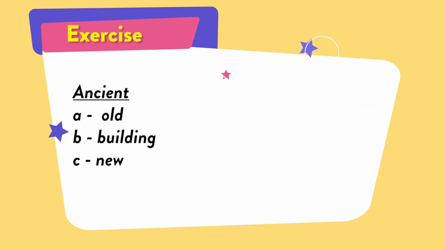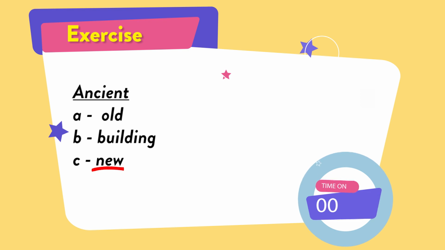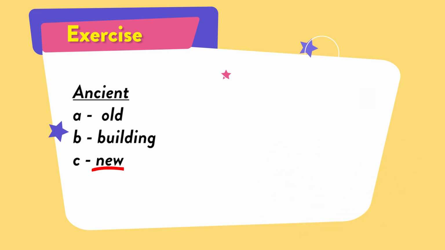Let's go on to the other. Our next word is ancient. Our options are old, building, and new. Which of those three words is opposite in meaning to ancient? Very good job. The opposite of ancient is new.